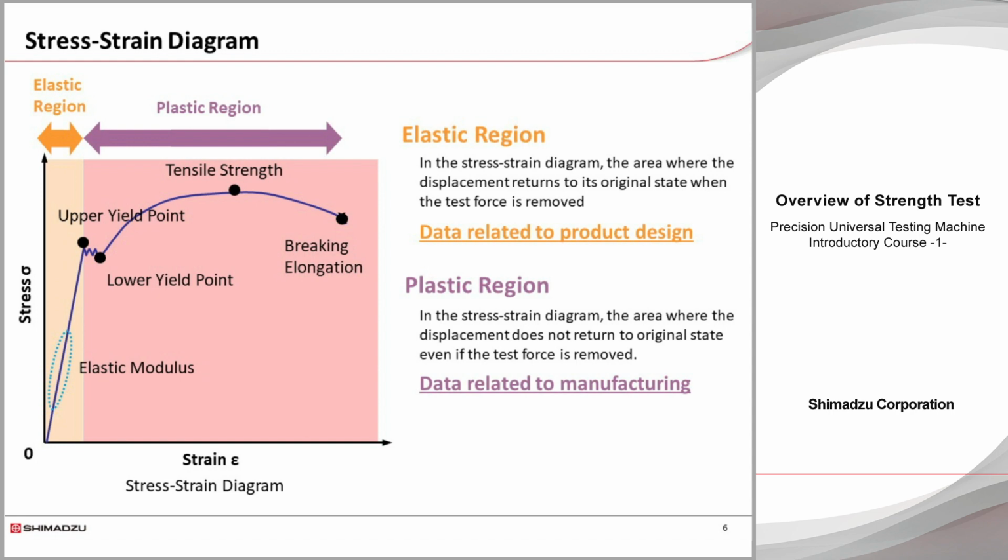Using the spring as an analogy, the elastic region is the area where the spring retains its shape, while the plastic region is the area where the spring is stretched so hard that it reaches its full length and does not return to its original shape. The elastic region provides data used in product design, which assumes that the shape will not deform, while the plastic region provides data for manufacturing.